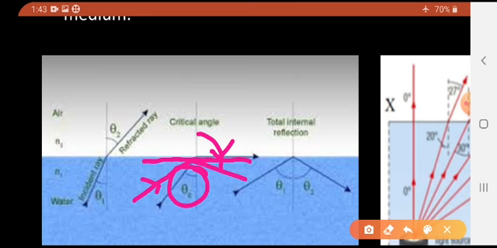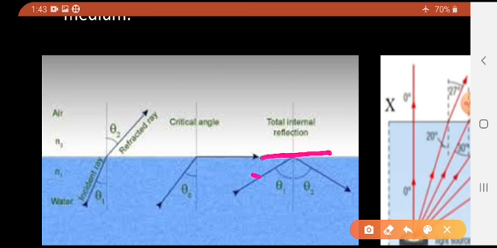Now observe this, the total energy coming from the denser medium totally bounces back into the same medium when the angle of incidence is greater than the critical angle. Actually, when the light is passing from the denser to rarer medium, if the incident angle is greater than that of the critical angle, then the ray, instead of bending, reflects back totally into the same denser medium. This phenomenon is called total internal reflection.